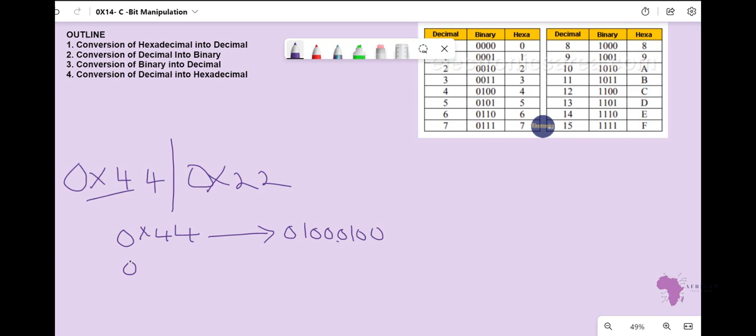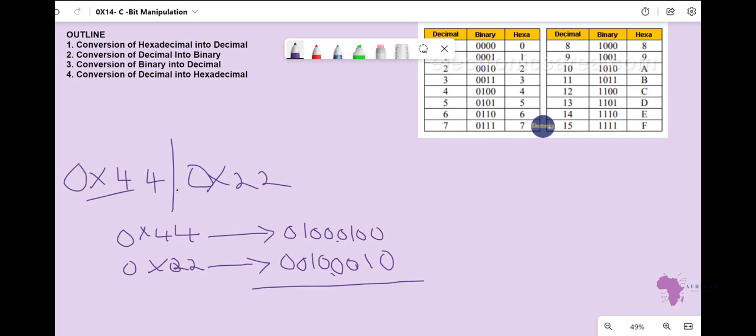And then we have 0x0. I'm sorry, it is 0x2, which is equivalent to 0, 0, 0, 0, 0, 0, 1, 0. Are they 8 bits? Yes, they are 8 bits. So now let's combine them.